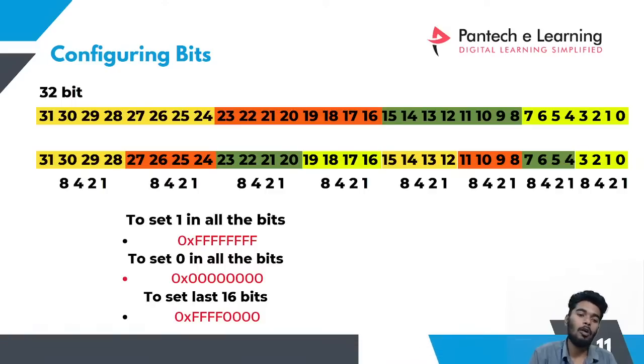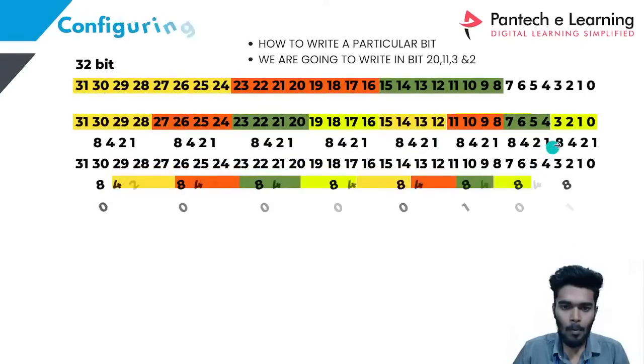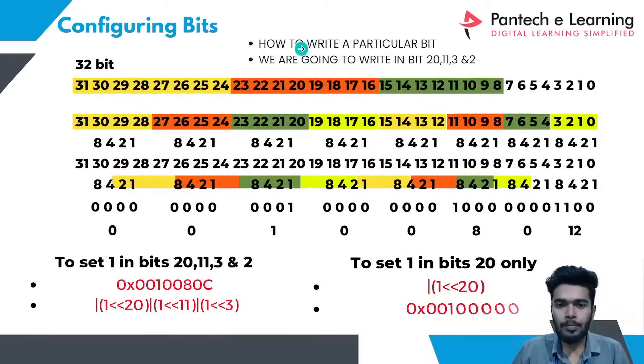This is how we will set logics in the bitwise form. This is a concept you have to know, because we are going to use the registers. So we are going to configure in this way. Concentrate on this, because we are going to set using the registers. Now we will see how to write a particular bit, and we are going to write it in the 20, 11, 3 and 2nd bit.